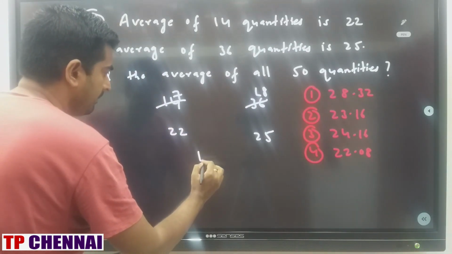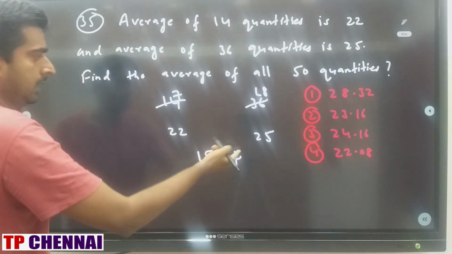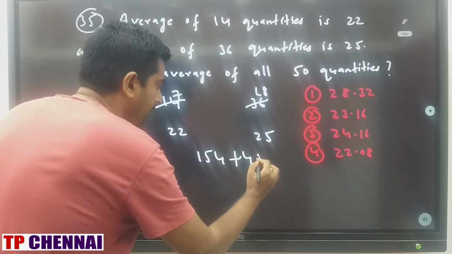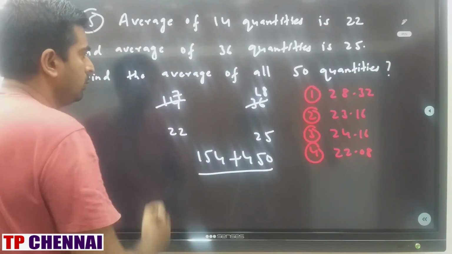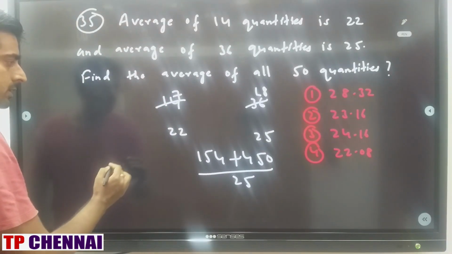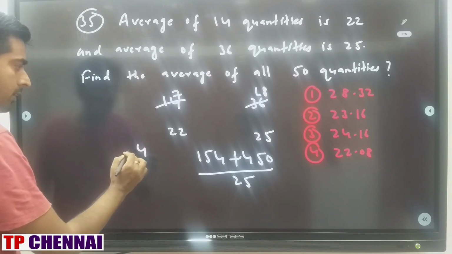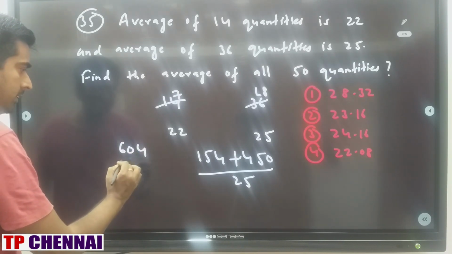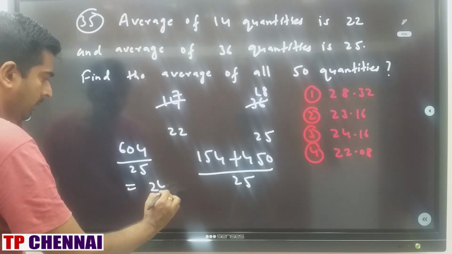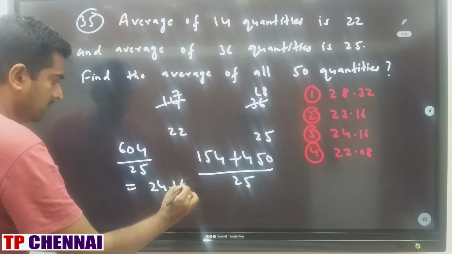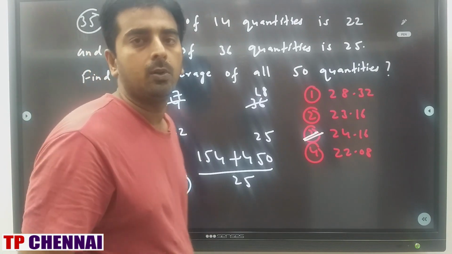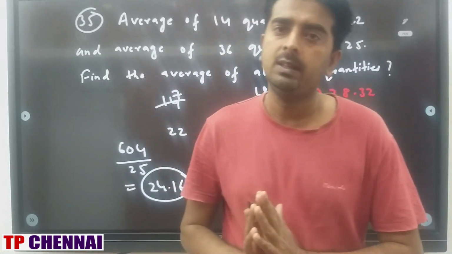22 into 7 is 154 plus 25 into 18, 18 into 5 is 90, 90 into 5 is 450, divided by N1 plus N2, 18 plus 7, 25. This is how much? 406 divided by 25. 25 2s are 50, 4s are 100, 16.24 is the answer, which is third option.